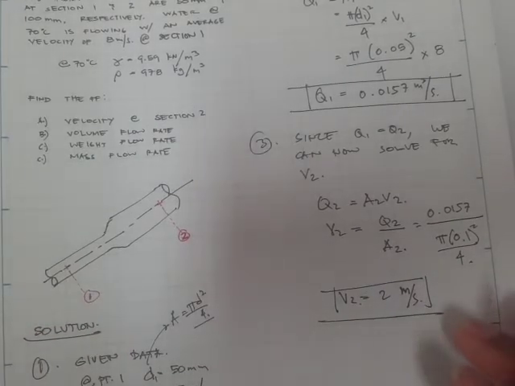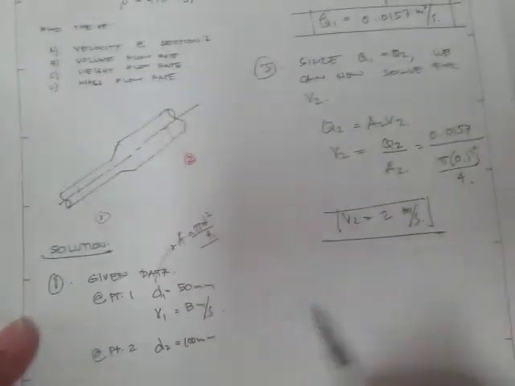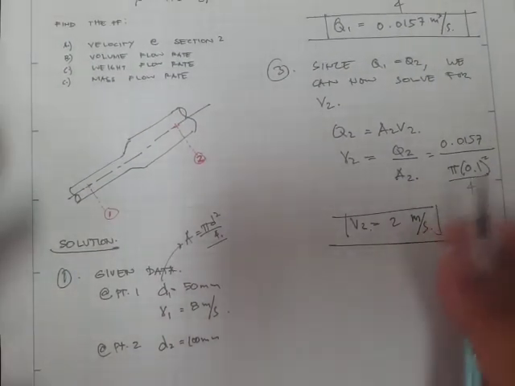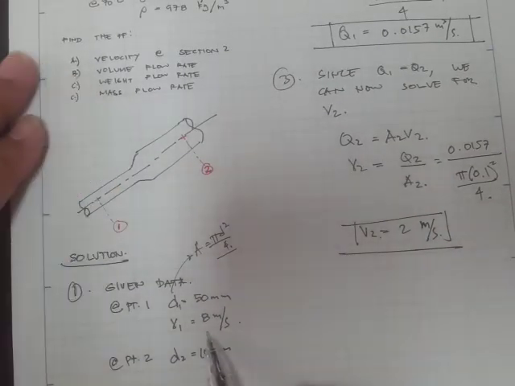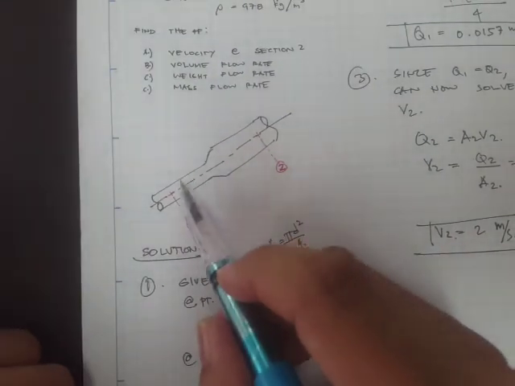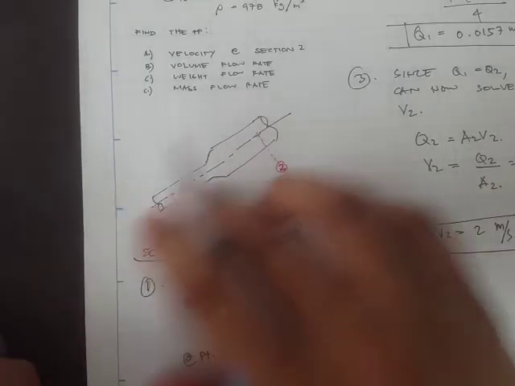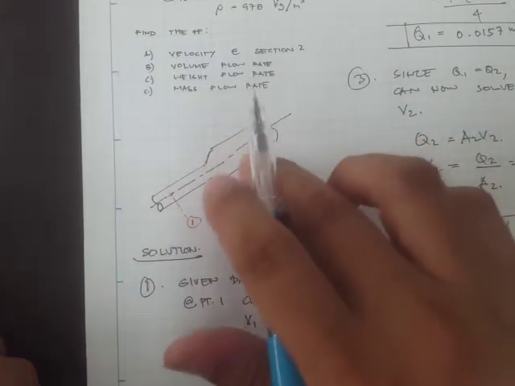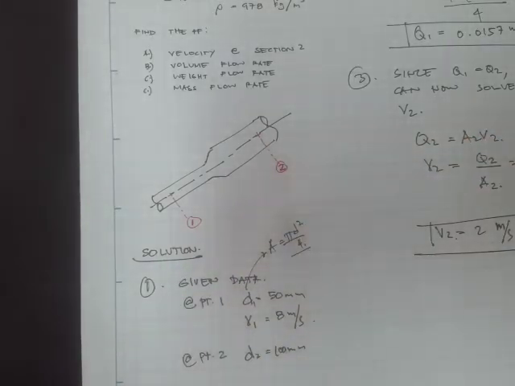Alright, so we now have Q1, Q2, the velocity, and also the area. You would notice here that our velocity at 1 is 8 meters per second, while the velocity at 2 is 2 meters per second. So we have a difference in velocity. This one is faster, this one is slower. In order to obtain the same flow rate, it has to go slower because the cross-sectional area increases.